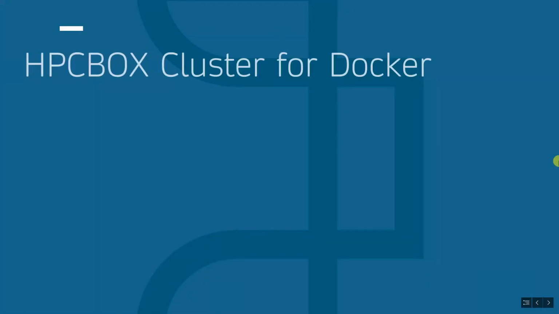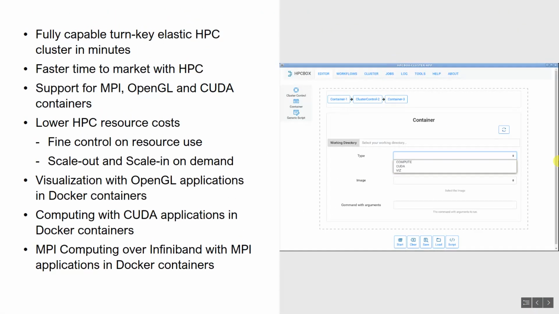The HPCBOX cluster for Docker supports MPI containers, CUDA containers, and OpenGL containers. It lets you import containers from multiple registries and lets you create workflows combining all these containers along with cluster control operations as part of your application pipeline.